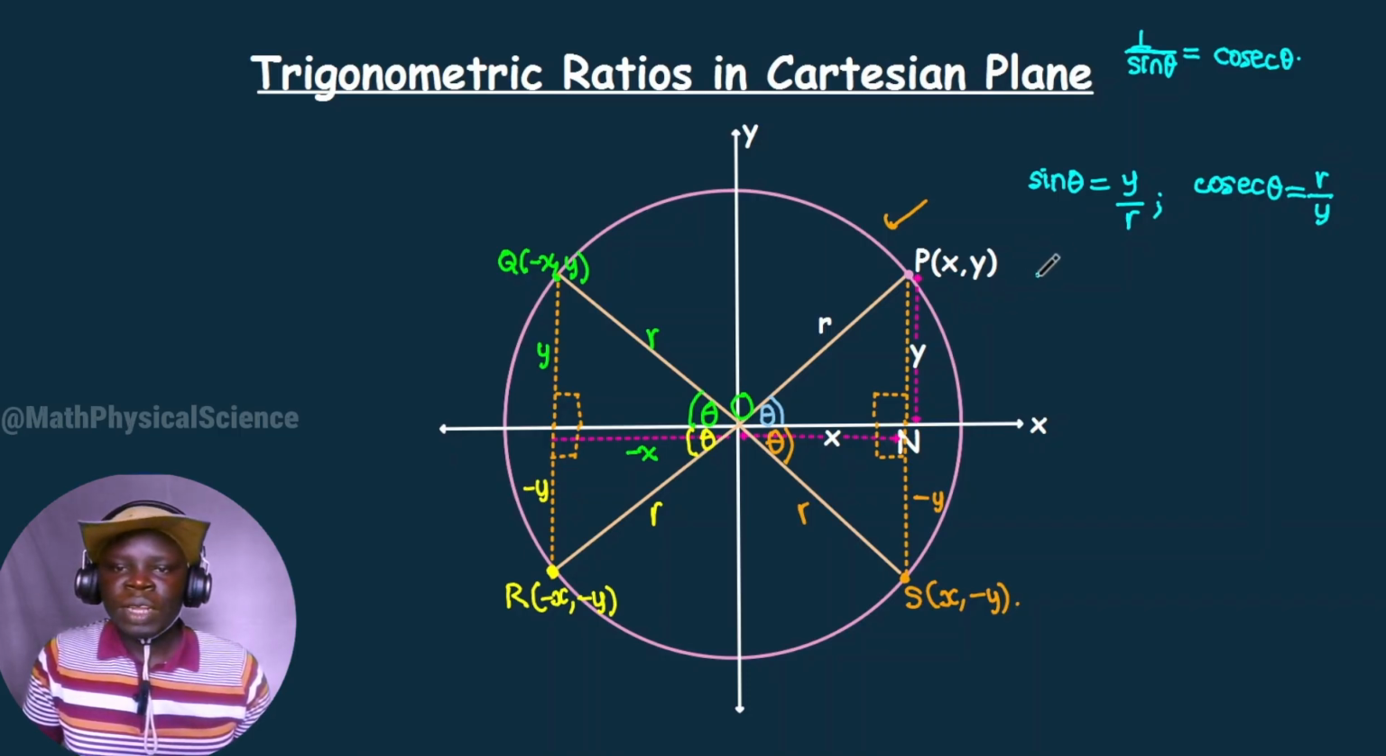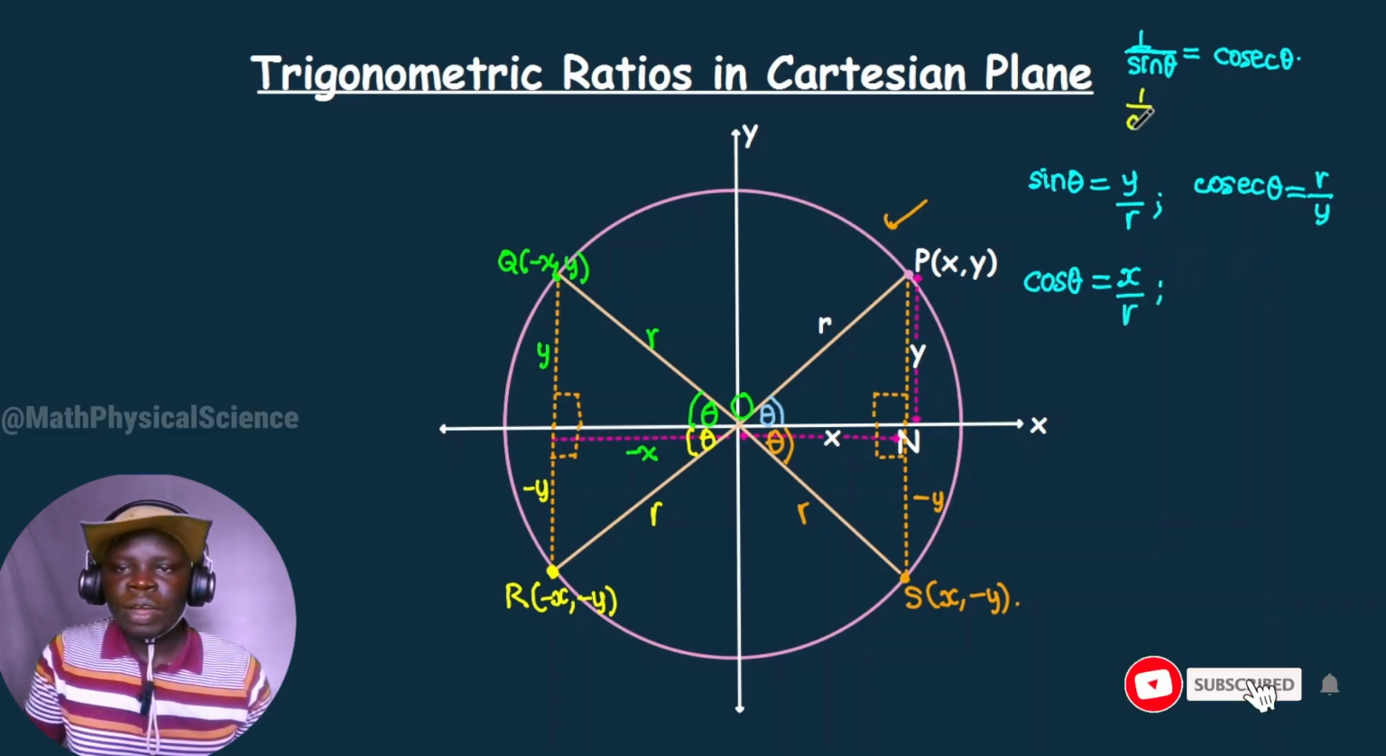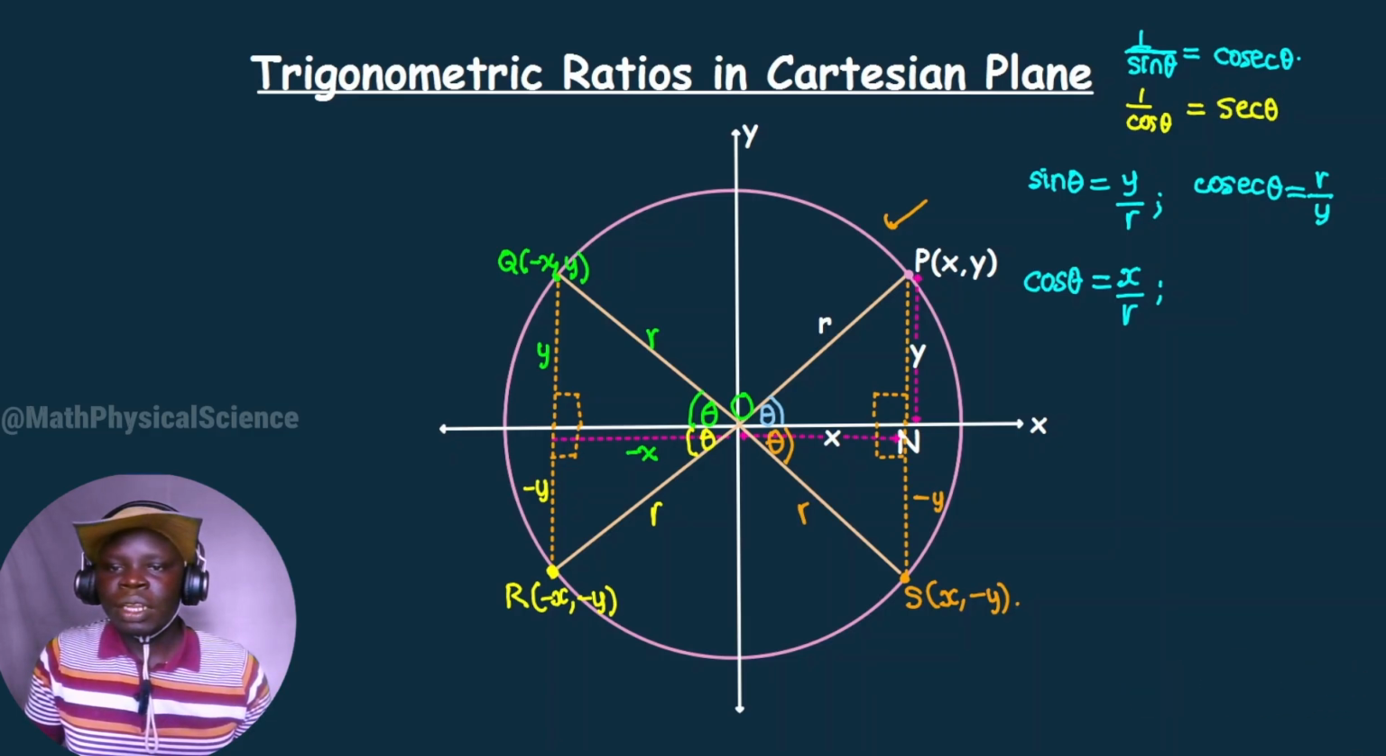So again, let's move to the next one here, and that is cos of an angle theta, which is given by adjacent, and our adjacent is x, over hypotenuse r. Again, if we divide 1 over cos theta, this is equivalent to sec theta. And if that is the case, then sec theta is the same as the inverse of cos, and the inverse here is r over x.